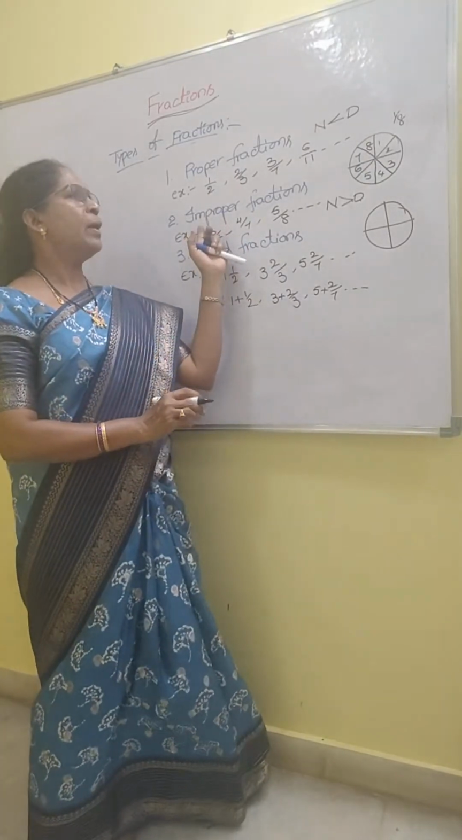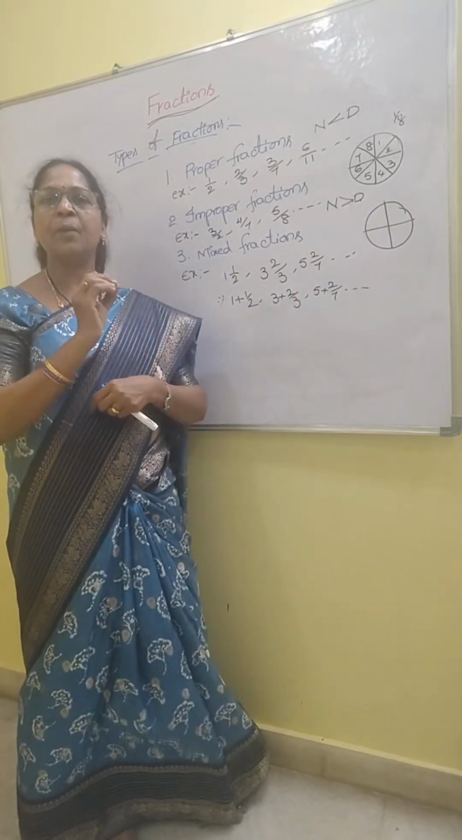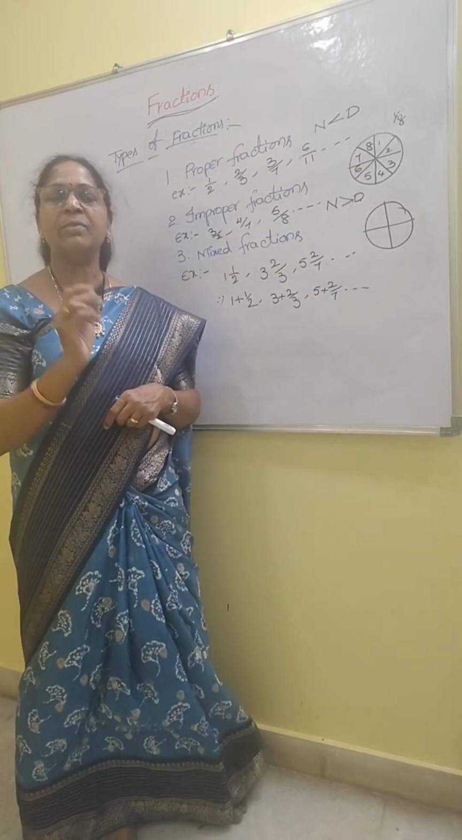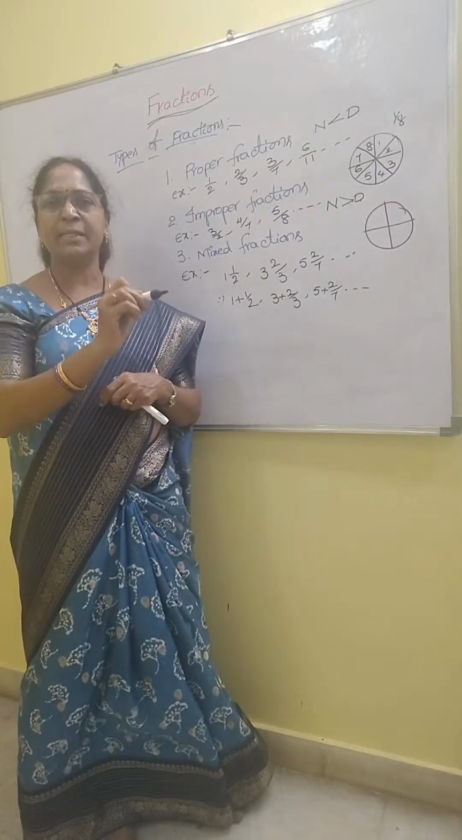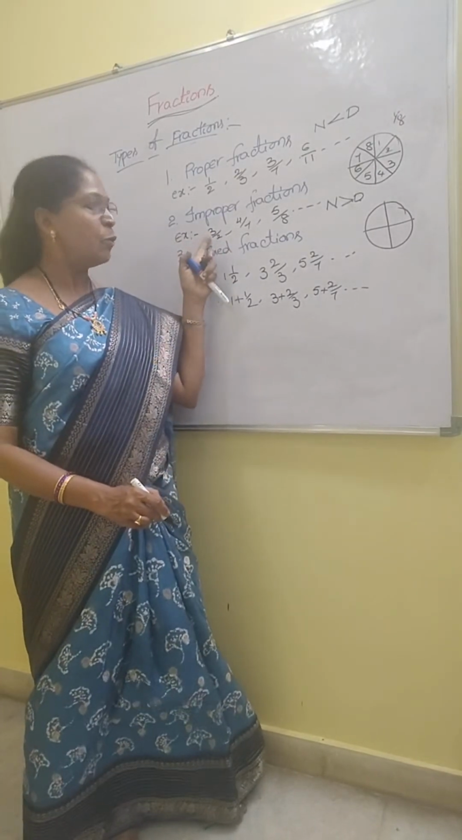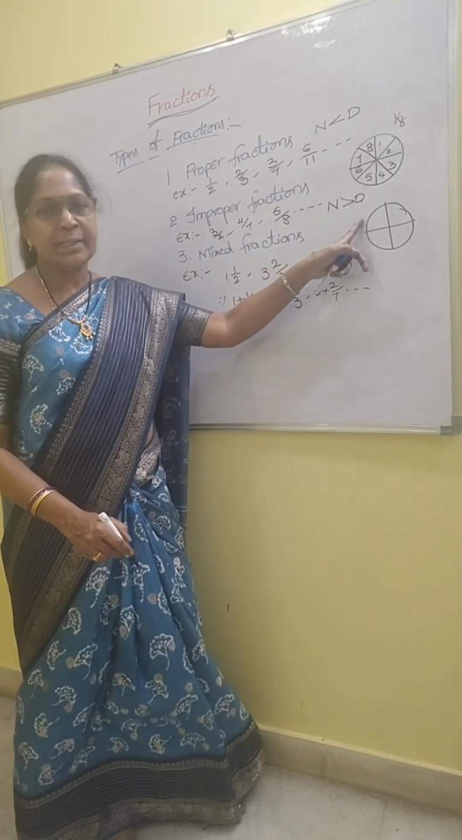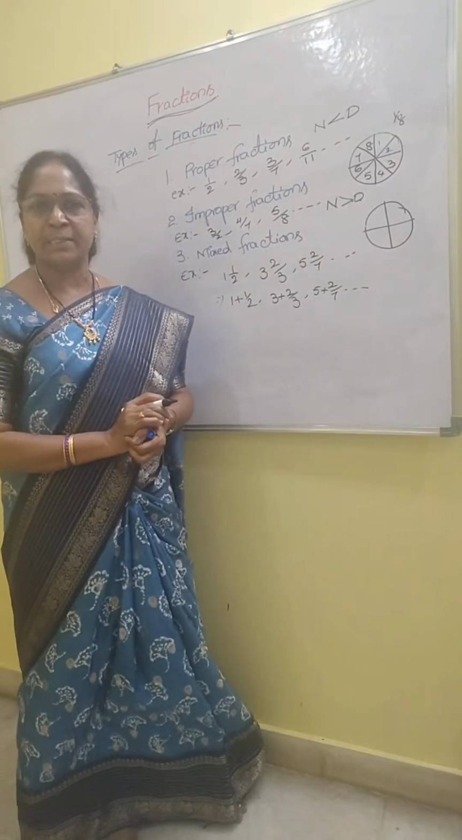That means here the numerator is greater than the denominator. An example of an improper fraction is 3 by 2, where 3 is greater than the denominator 2. So in 3 by 2, 3 is the numerator and 2 is the denominator. Is it clear? If you have any doubt, you can ask me in the comment section.